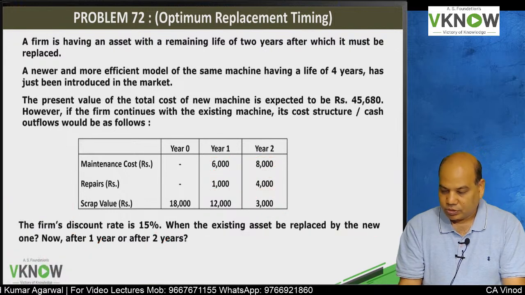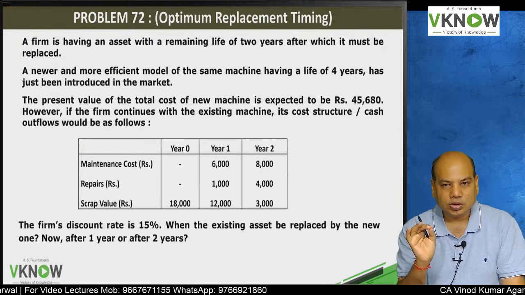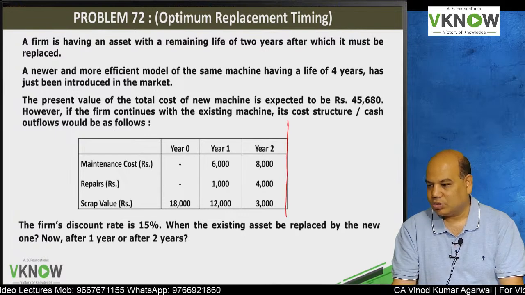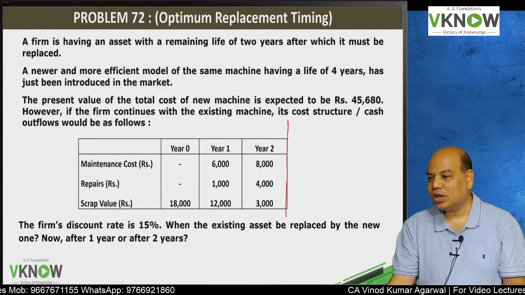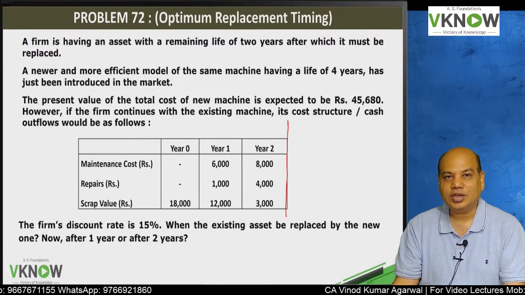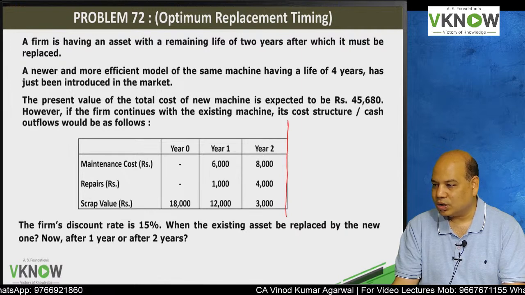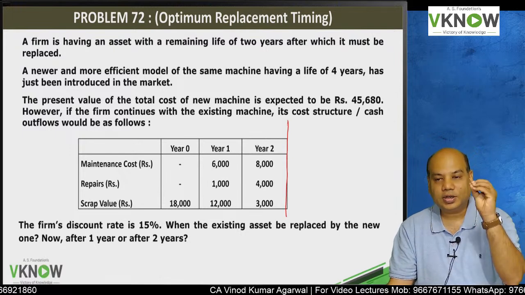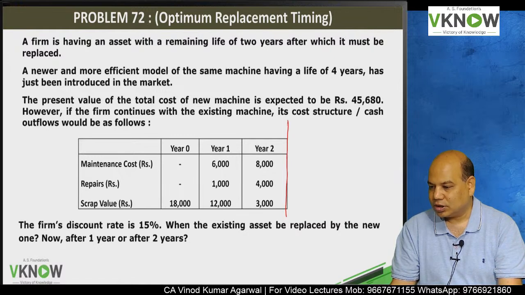Method 1 is we have to replace the old asset by the new asset at the end of 2 years. Do you agree? Just keep saying yes or no. After 2 years, I have to replace, in any case, the old asset by the new one. Do you agree? Maximum how much I can use the old asset? I can use the old asset maximum for a 2-year period. In any case, I have to replace it after 2 years. Yes or no?